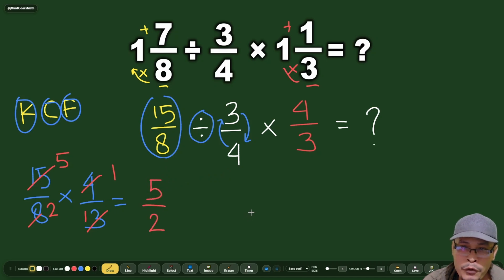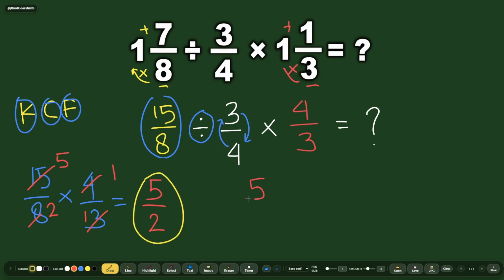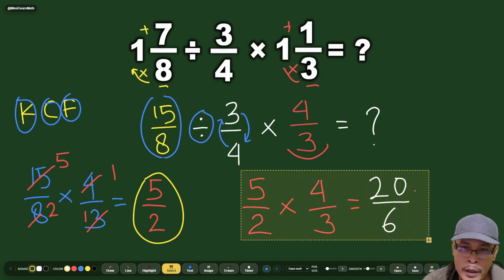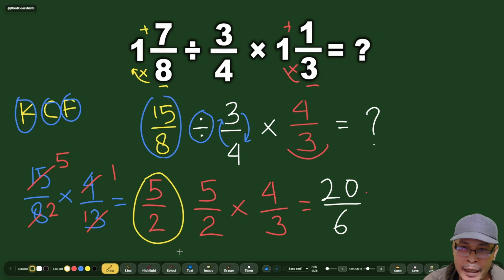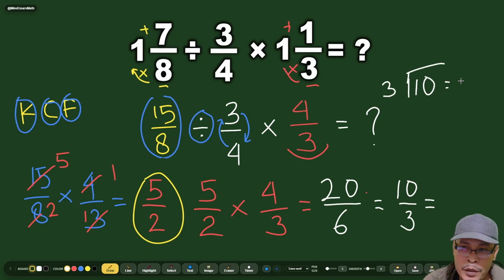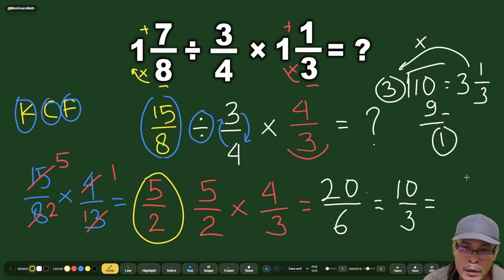Next, we multiply our 5 halves by 4/3. Five times 4 is 20. 2 times 3 is 6. 20 over 6 simplifies to 10/3. Three goes into 10 3 times with 1 left over. Our final answer is 3 and 1/3.